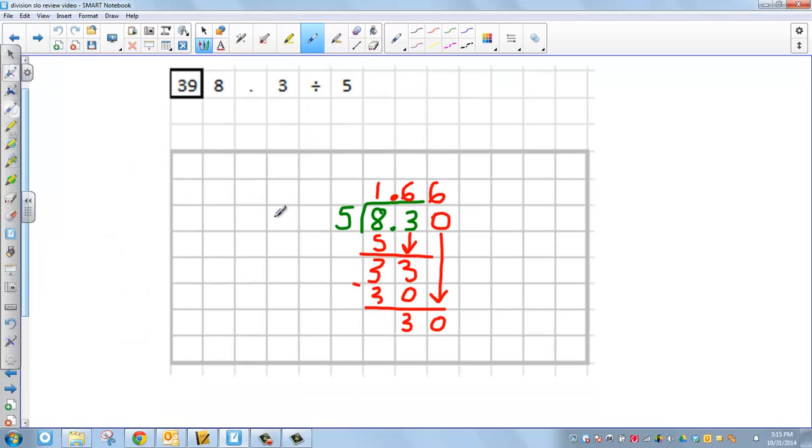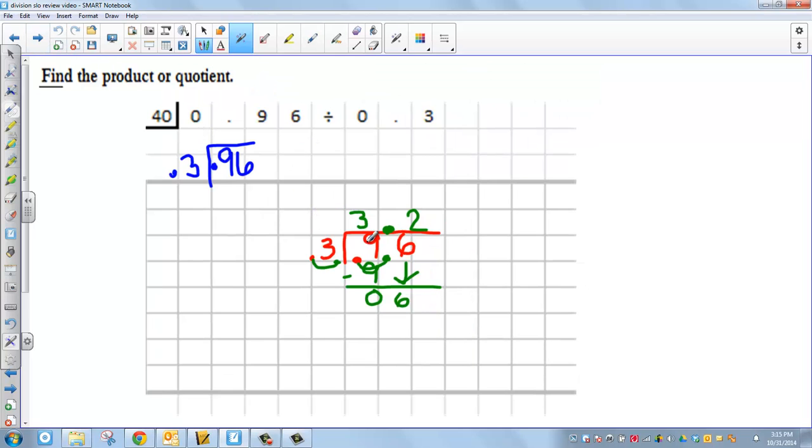Number 39 is a division problem. I only have a decimal point in my dividend, so I just need to pull that guy straight up. And then I need to also add a 0 to get my final answer. So please take a second to be sure that your work looks like mine, and then we'll move on to the next one.